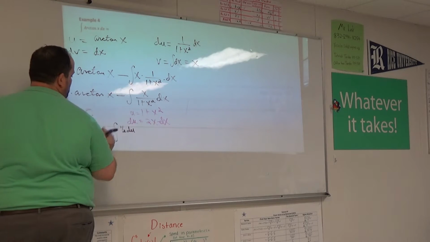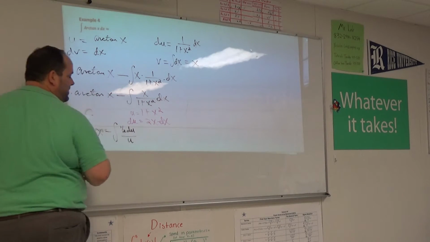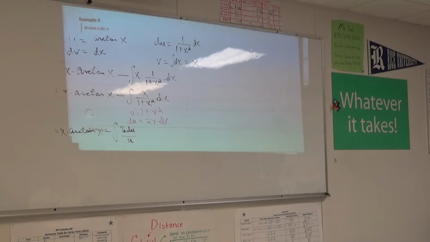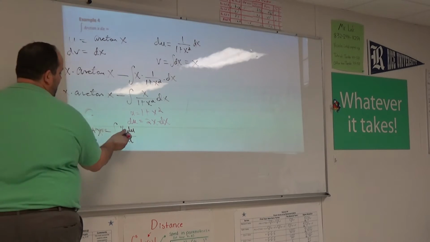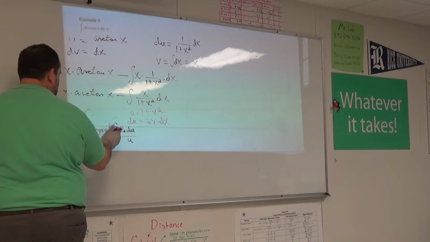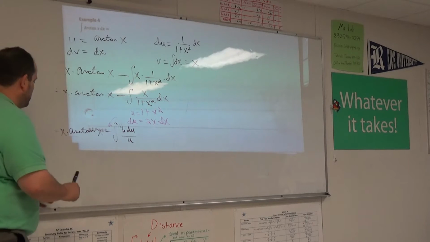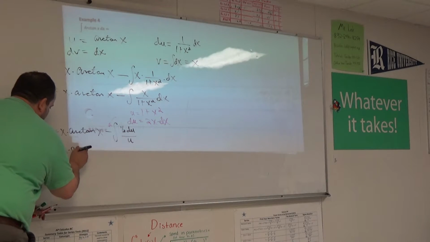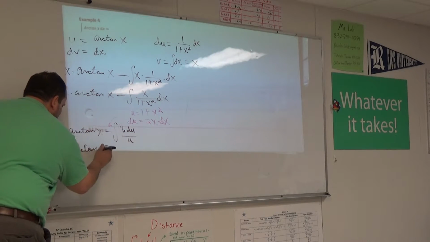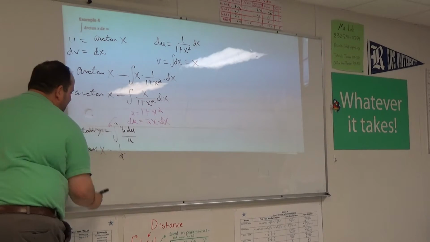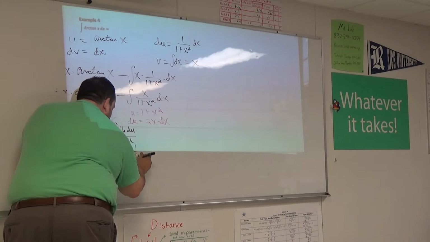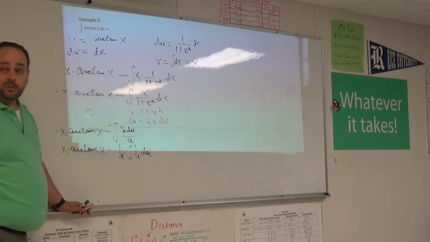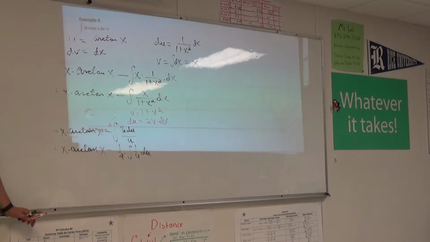Don't say I'm dividing by 1 plus x squared. I'm really dividing by u. That constant of 1/2 I'm going to take out because then that's legal. It's a constant. And what you're going to leave me with is x times arctan of x minus 1/2 the integral of 1 over u du. And we know what the integral of 1 over u du is.